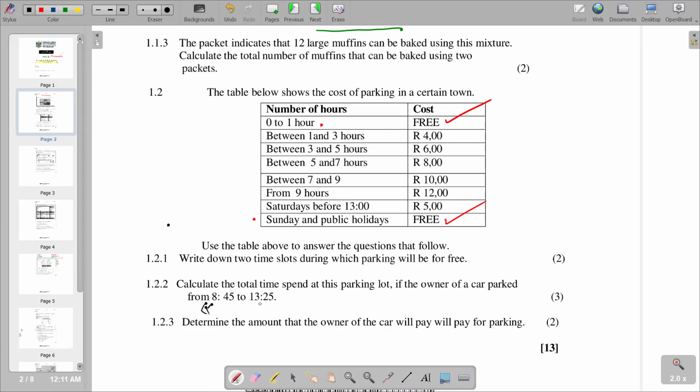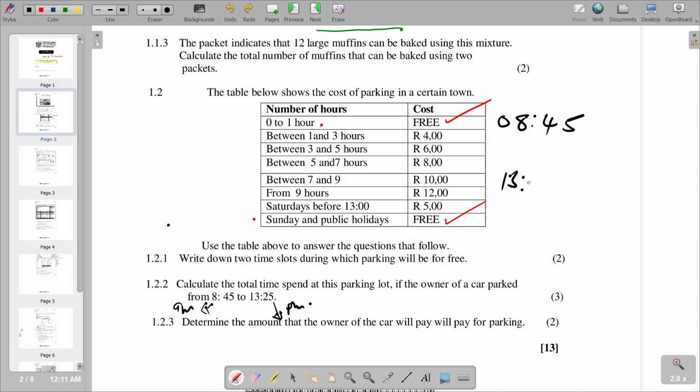So this is our AM, and this represents our PM. Basically, that's the scenario we have here. We have to count how many hours we have. If you count from 08:45 up to 13:25, sorry, let me correct that.